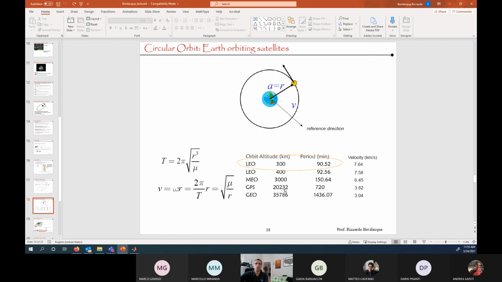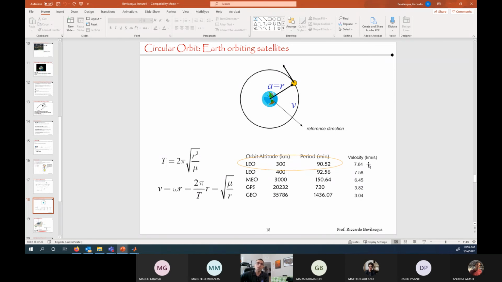GPS is 20,000 kilometers. These are altitudes, by the way, so you're not including the 6,378 average Earth's radius, but you could add it if you wanted distance from the center. And its period is 720 minutes, and then GEO is 24 hours. Well, this is in minutes, I'm sorry. Yeah, 720 minutes, and so these are about 24 hours. And these are the velocities.